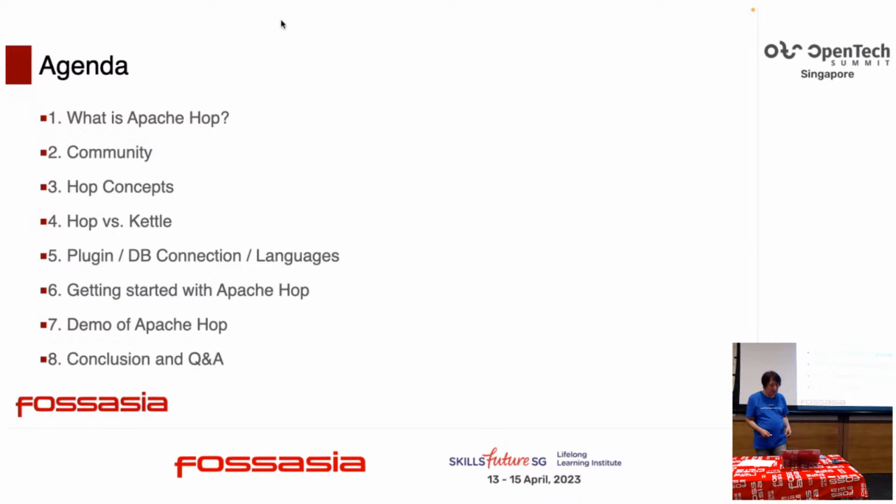Okay, today's agenda is here. What is Apache Hop and the community, Hop concepts, and Hop versus Kettle. Do you know Kettle? No? Okay. And plugins, DB connections and languages, and getting started with Apache Hop: how to download and how to use it. Then a demo of Apache Hop, and conclusion and Q&A.